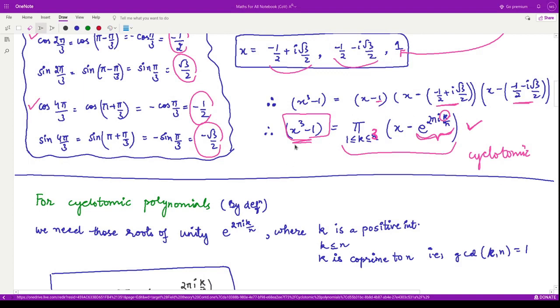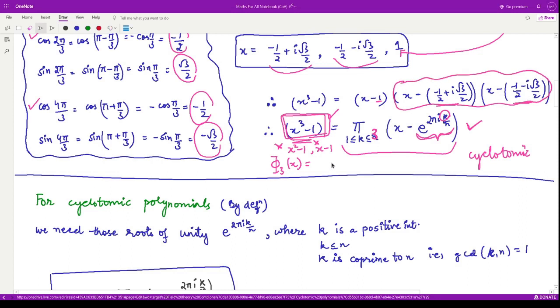So the cyclotomic polynomial phi 3 x, what would that be? Obviously this polynomial should divide x cubed minus 1, but it should not divide x square minus 1, and it should not divide x minus 1, right? So it should divide this, but it should not divide this and this. So that means we are left only with these two polynomials.